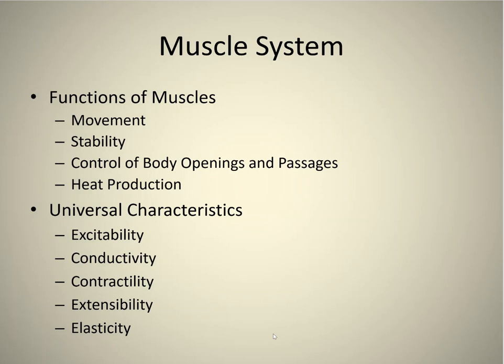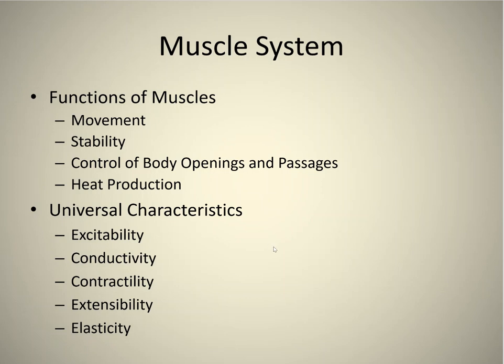So when we get into muscle systems, we look first at, this is slide number 2, functions of muscle. Obviously, what does muscle do? It contracts, it generates tension, and allows movement. It also allows us to stand up and be stable. The control of body openings and passageways, sphincters, and internal muscular tubes, and then also heat production. We might find out that muscle burns a lot of ATP and produces a lot of heat.